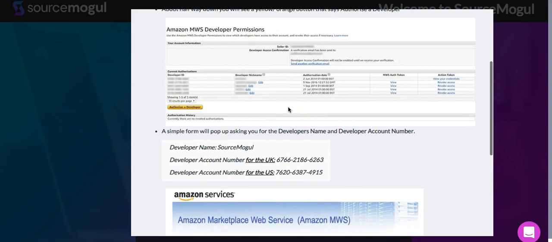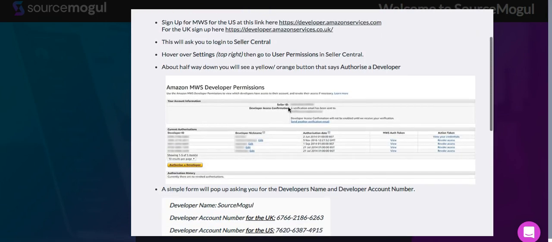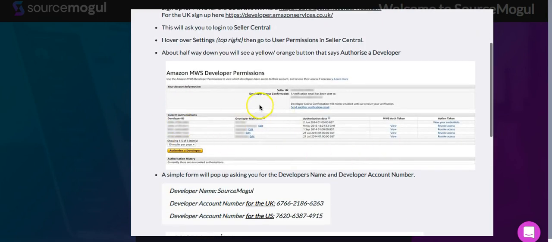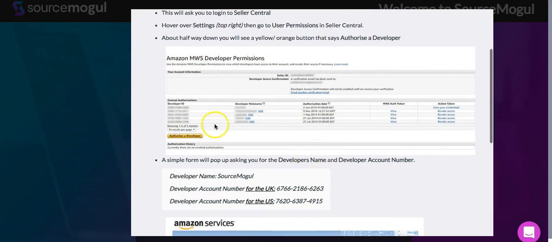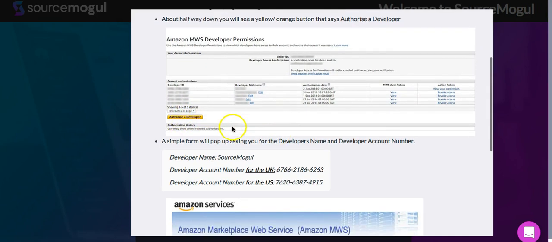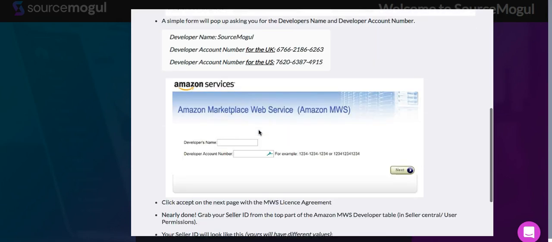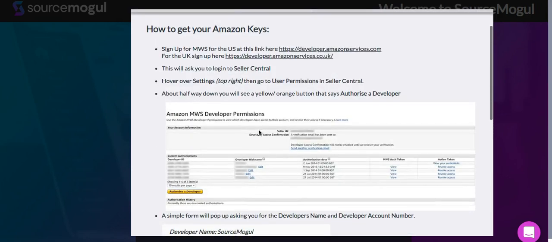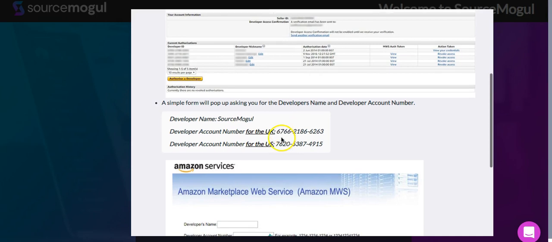Basically, you'll see this screen here. You just go down a bit, and you'll see Amazon MWS developer permissions, and anything you've ever given access to will be in a list, and you can revoke it. I've got FBA Wizard still there because I've still paid for it at the moment. And you've got to click the authorize developer thing. Here it does tell you. Let me just double check I can read this properly. About halfway through, yeah, a simple form will pop up asking you for that. So we're going to take these details.